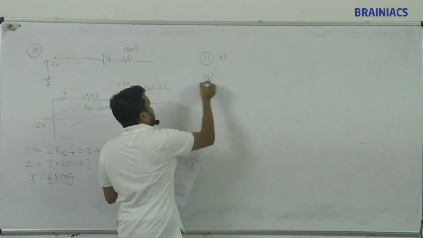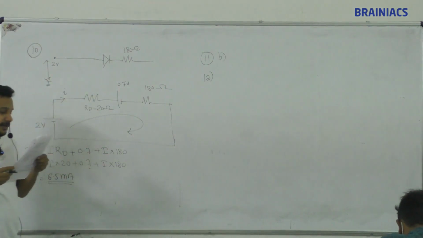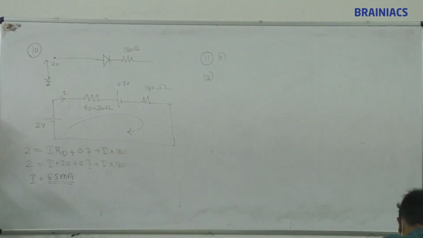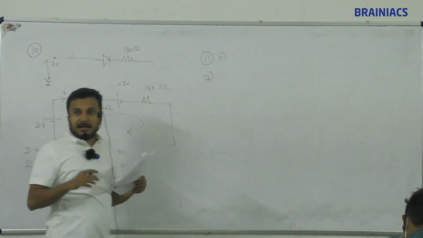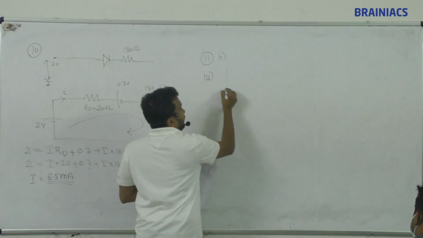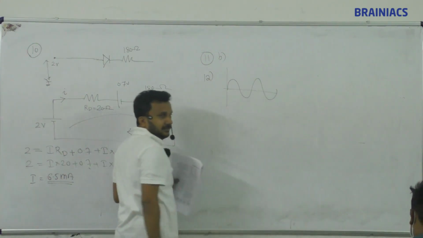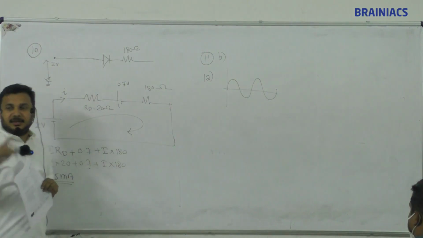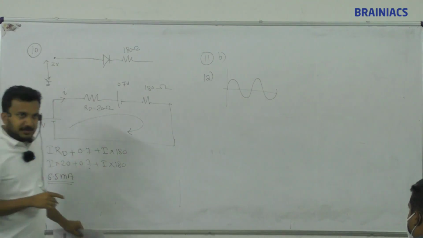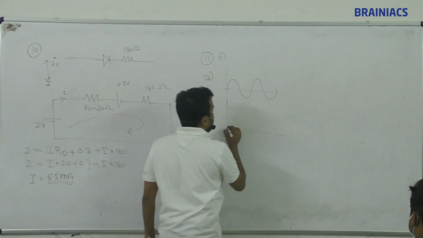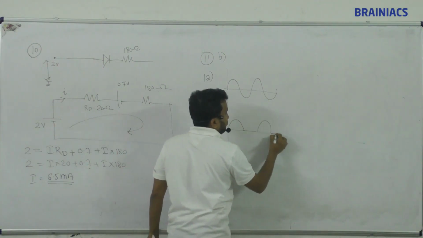So the 12th. A half-wave rectifier is being used to rectify an alternating voltage of frequency 50 Hz. Number of pulses of rectified current obtained in 1 second? I am giving a signal of what frequency? Like this I am giving a signal, right? 50 Hz. 50 Hz means what? Number of cycles per second. In one second, how many cycles? 50 cycles. Now if you take the output of a rectifier, what will you get? You will get like this.